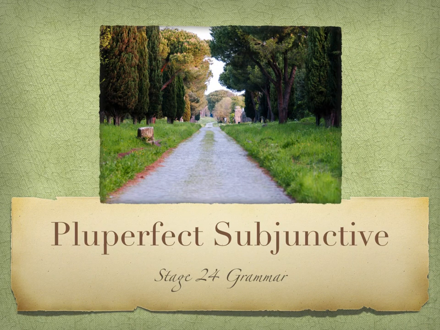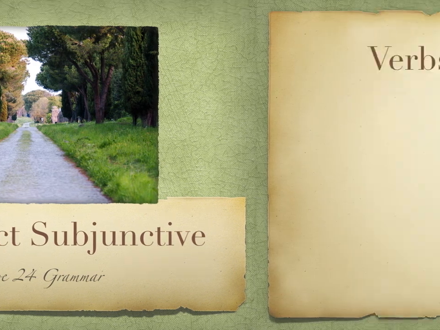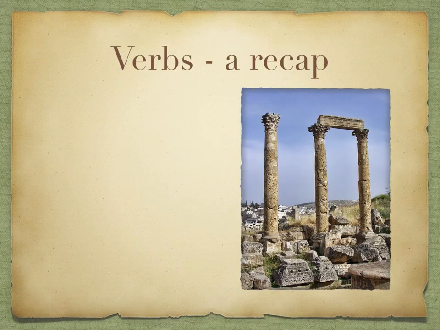In this stage we're going to have a whole lot of fun because we get not one but two new sets of verb endings. So here are the first ones. Just to recap, make sure that you are up to date with what you should know. We know that all verbs must have person, which means who's doing the verb, number, which means how many people are doing the verb, and tense, which means when it's being done.